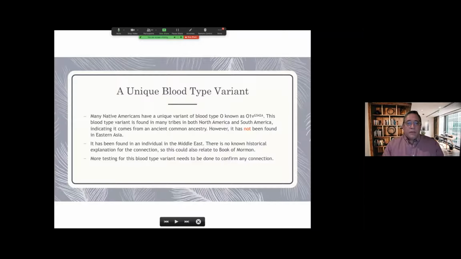Now, this blood type variant, there has not been a whole lot of testing globally. Some more testing needs to be done to confirm that connection. But at least so far, it's not been found in East Asia, has been found in the Middle East, but where it's almost always located is among various Native American tribes.